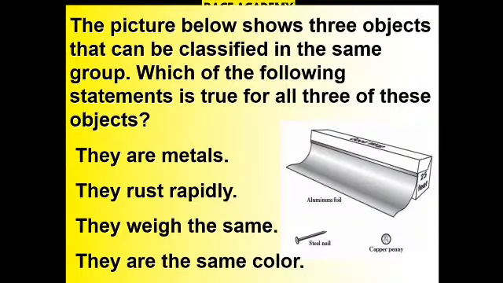And the picture below shows three objects that can be classified in the same group. Which of the following statements is true for all three of these objects? They are metals, they rust rapidly, they weigh the same, they are the same color. The picture gives an idea about the object.